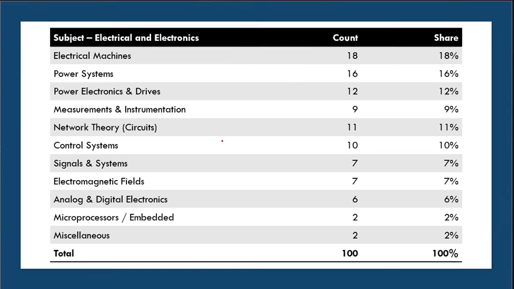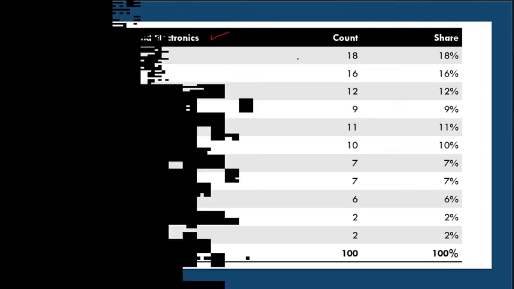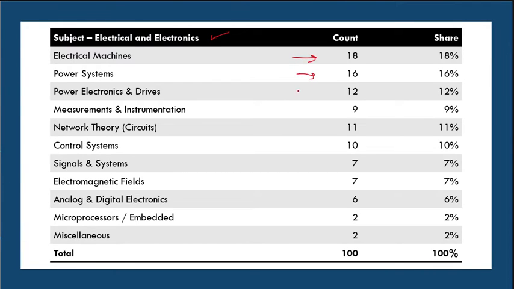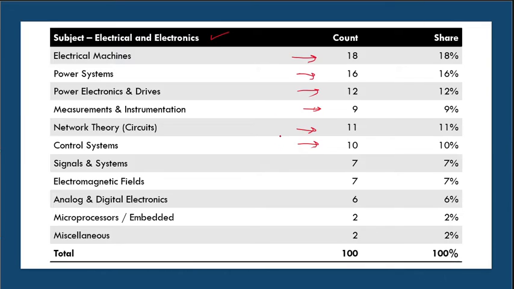Next, going towards another branch, that is electrical and electronics, doubly guys or triply guys. The main subjects to focus on are machines, power systems, power electronics and drives, and then network theory, control systems, and measurements and measuring instruments. These subjects cover more than 60 to 70 percentile. You can see here 60 to 70 percentile covers here, and the rest is only 14, 14 and 20 and 24. The rest is only 24 percentile.